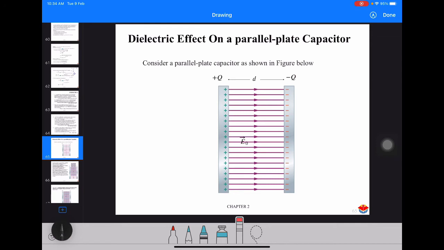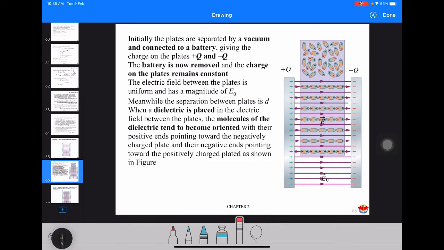The reason why we want to put a material inside here is so that we can increase the capacitance. But how does it increase the capacitance? Okay, now we can see the explanation. Initially the plates are separated by a vacuum and connected to a battery, giving the plates charge positive Q and negative Q.